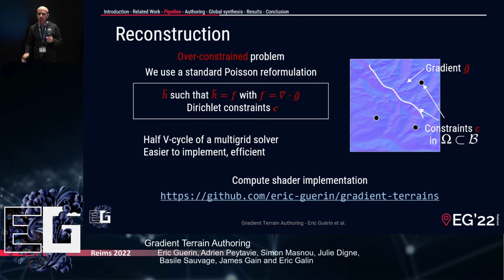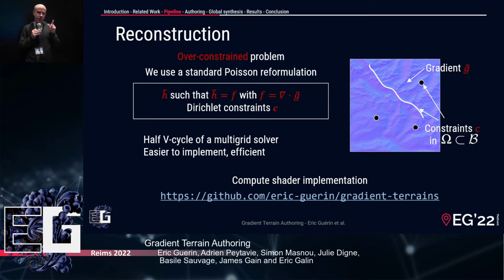Now let's continue with the reconstruction of the elevation H from gradient G. Solving such a constraint system directly is not possible, since we have twice more equations than variables. We reformulate it as a standard Poisson equation. We compute the divergence of the gradient field and use this as the target Laplacian of H. We combine this differential equation with Dirichlet constraints that we can set anywhere onto the grid, not only on boundaries.